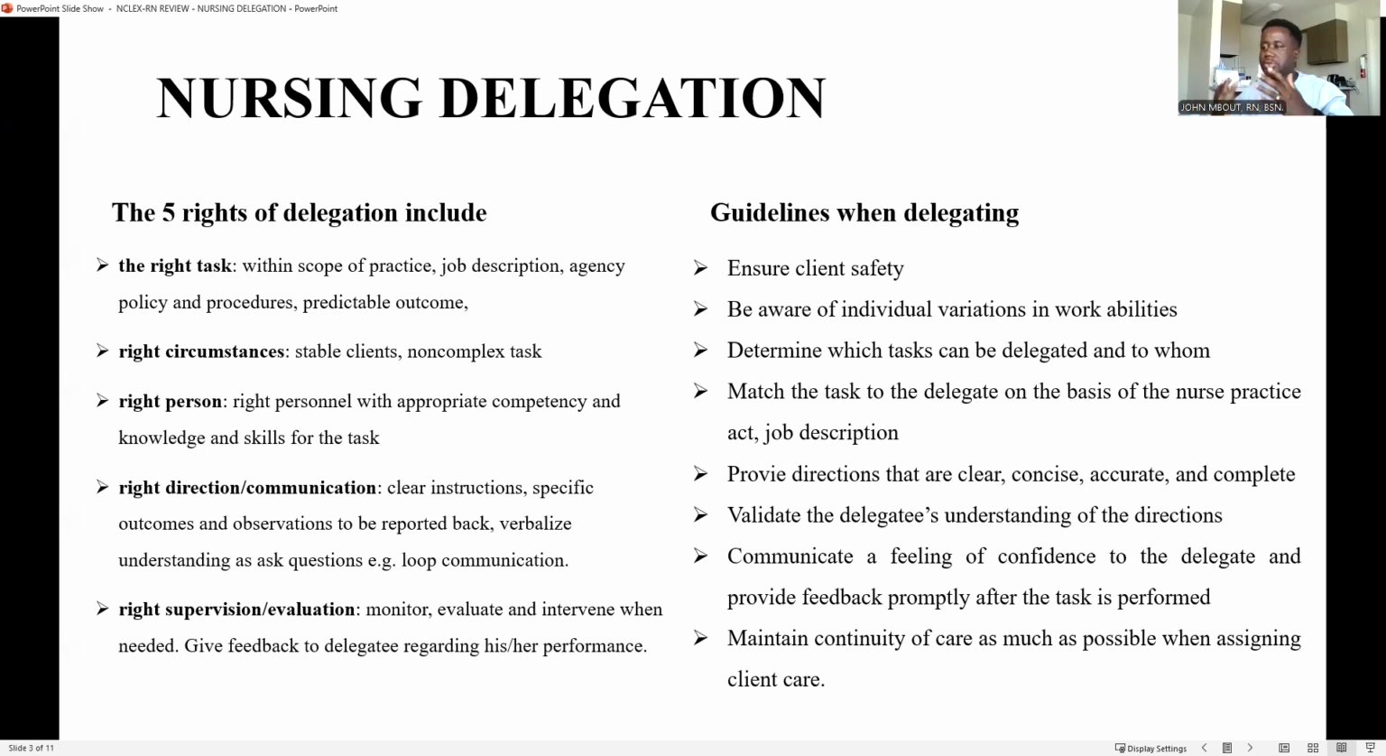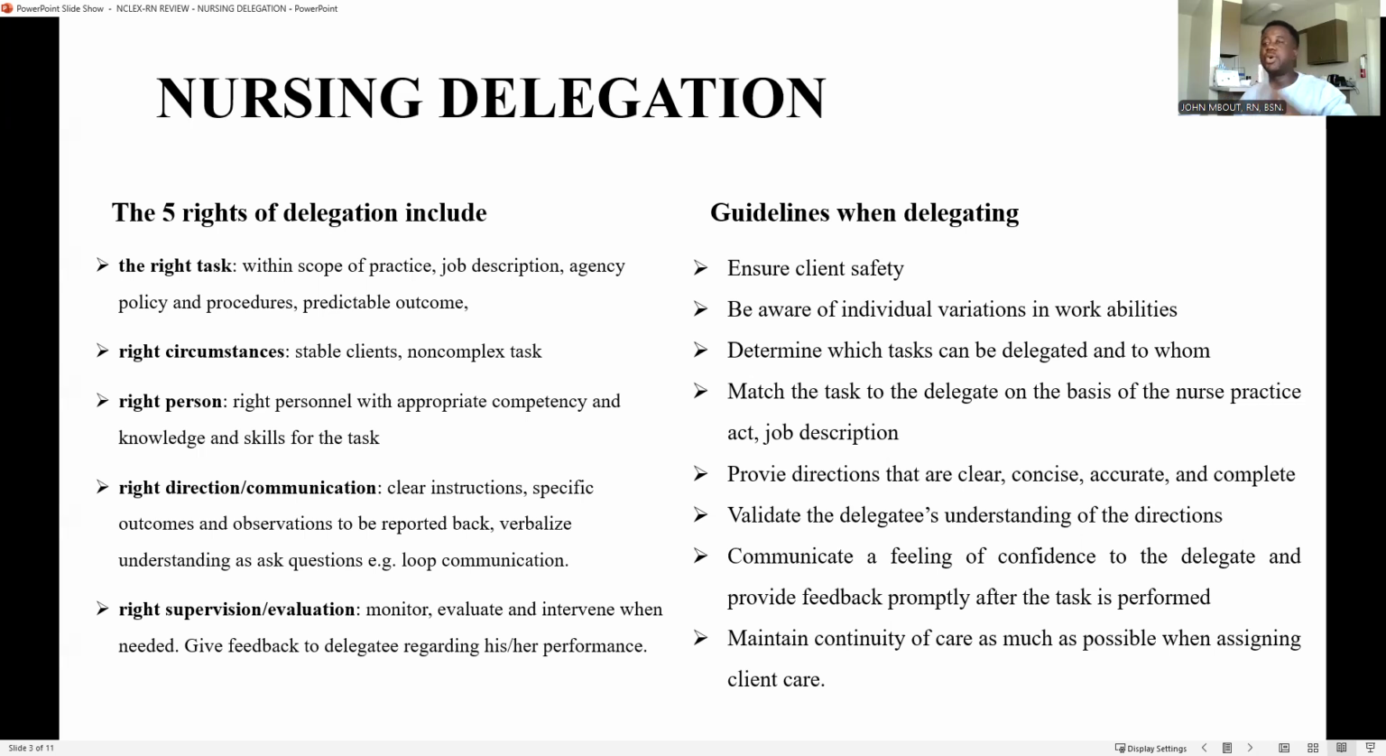Okay, I want you to go monitor the blood pressure of the patient in bed 50. Tell me if the systolic blood pressure is more than 130. Be specific, and make sure that the delegatee verbalizes understanding of what you have said before going on to carry out the task. We call it loop communication. You've seen this in BLS.